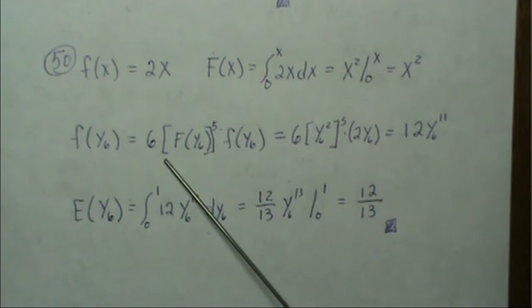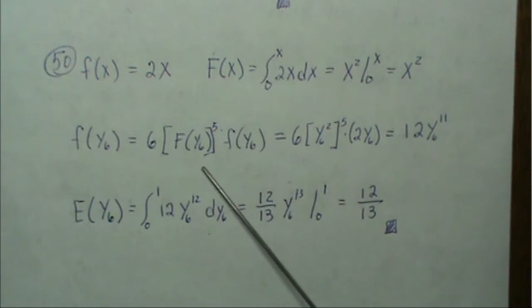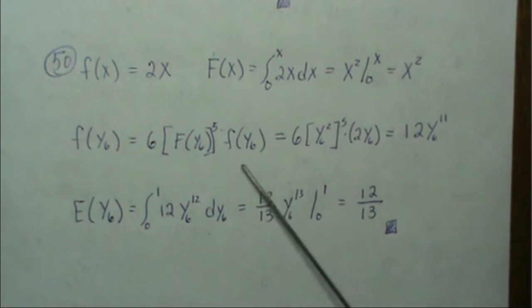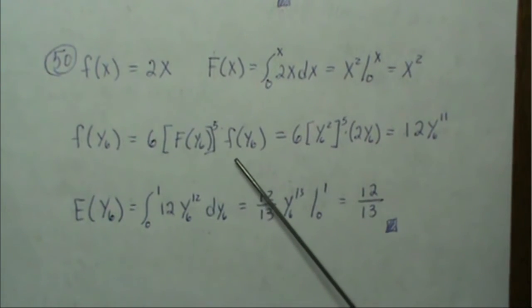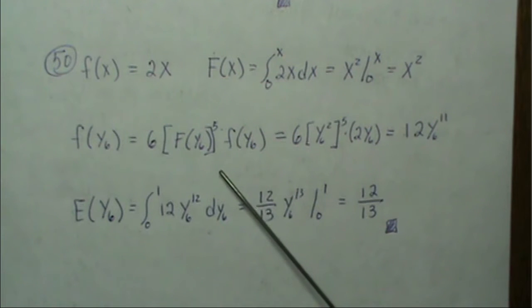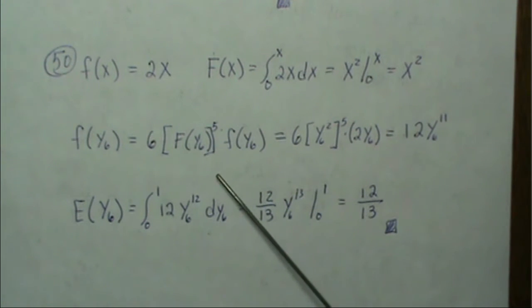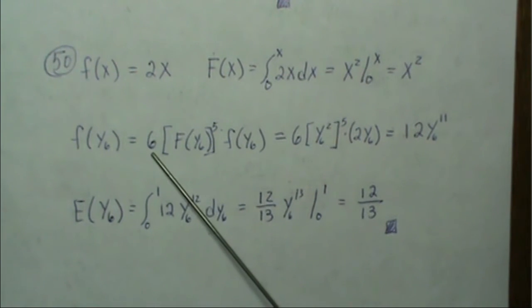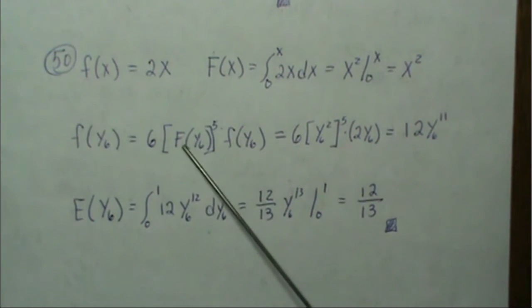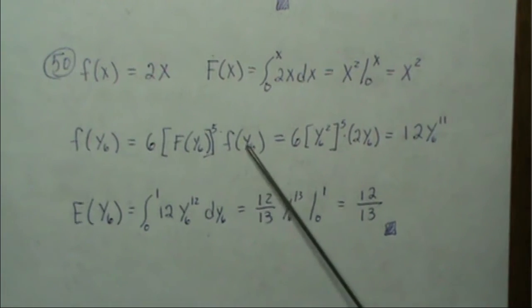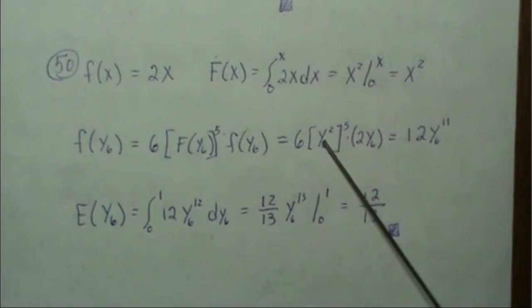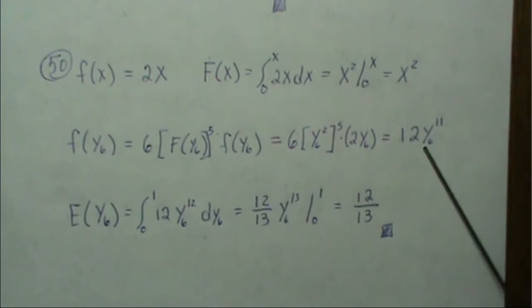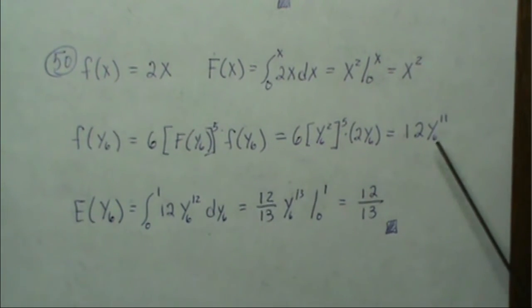So again, this is the formula for the largest order statistic, and this is one of those things that you're just going to have to know and memorize on test day. Once you figure out how to find the distribution of an order statistic, it's very easy and straightforward. So we have 6 times the CDF raised to the 5th times the density, and then we plug in the information that we have, and we get 12 y to the 6th raised to the 11th.